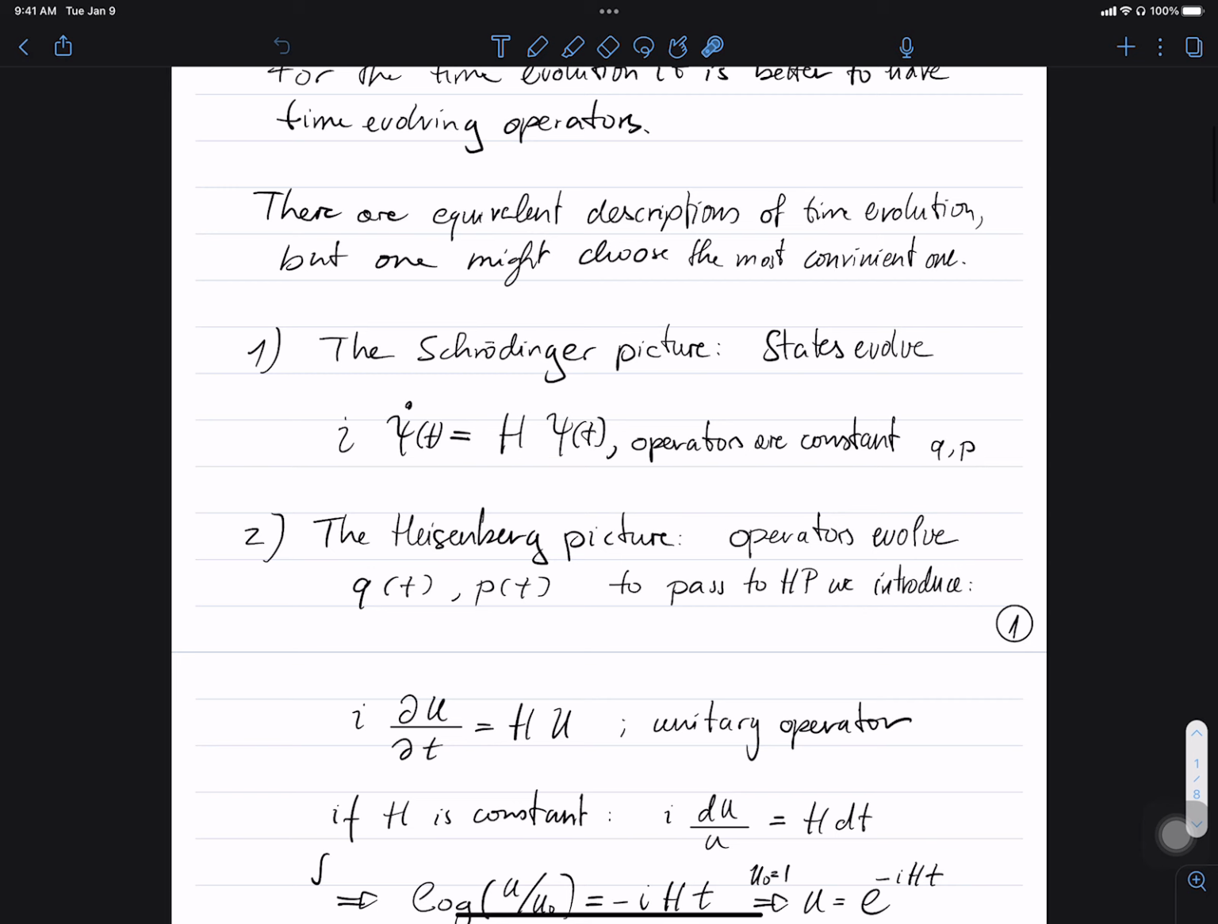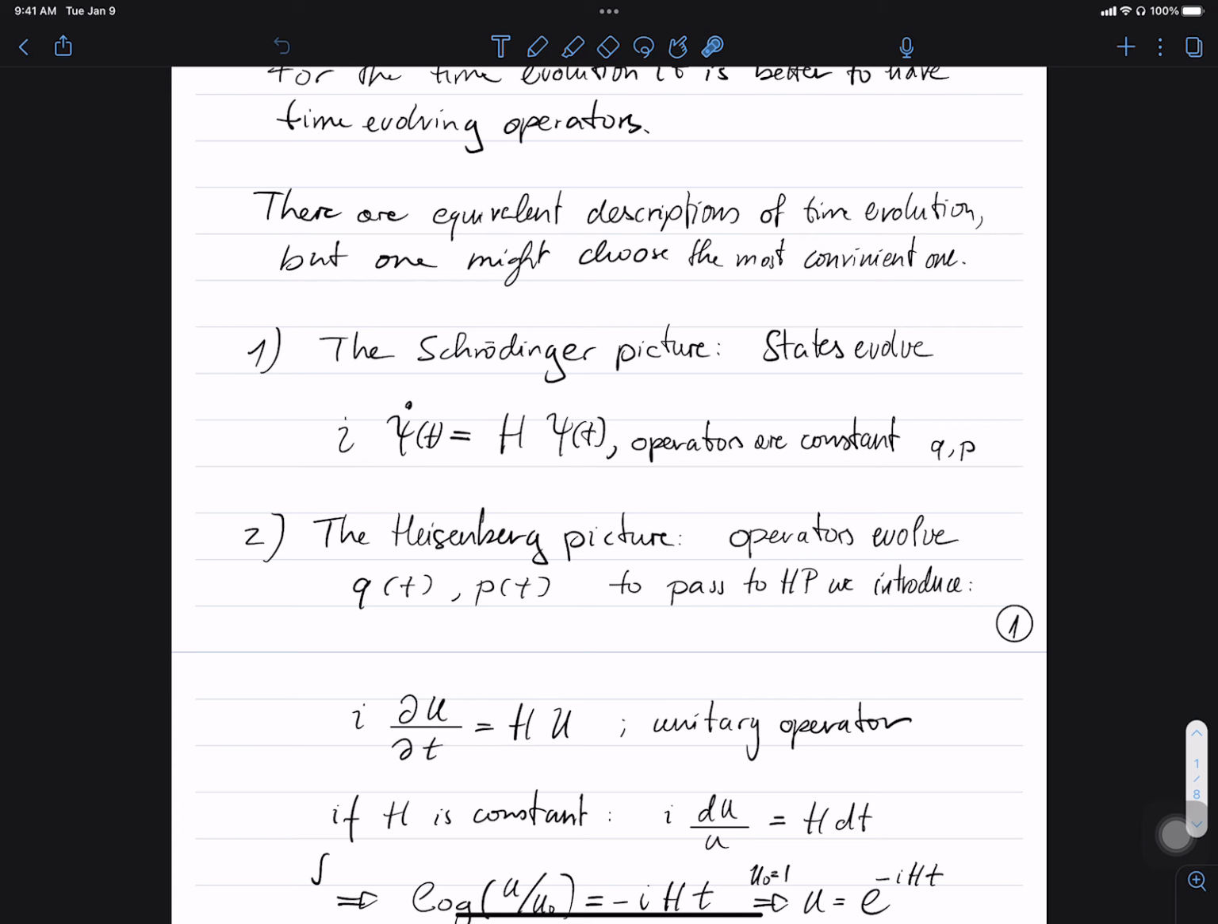Now remember in quantum mechanics, there are two different pictures. One is the Schrödinger picture, where the states evolve and follow the Schrödinger equation, where the time derivative of the state is governed by the Hamilton operator acting on the state. The solution to this equation gives you how the wave function, or the state, evolves. Here, the operators of space and momentum are constant quantities.